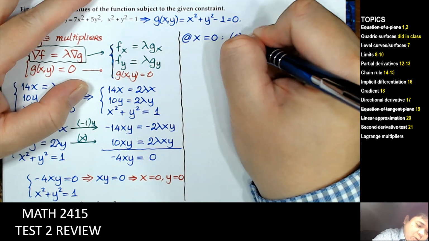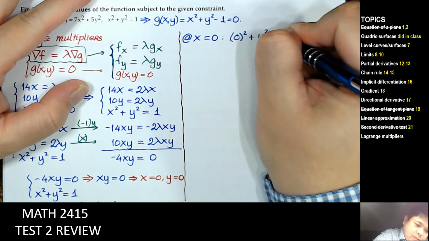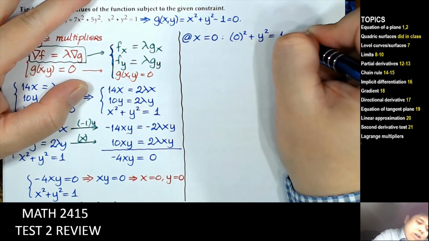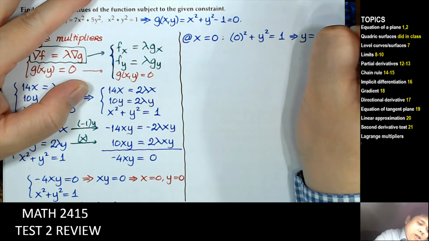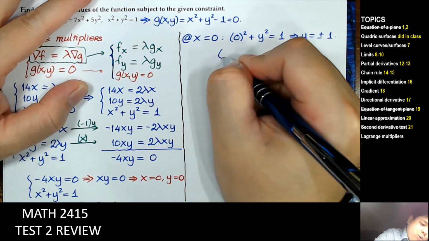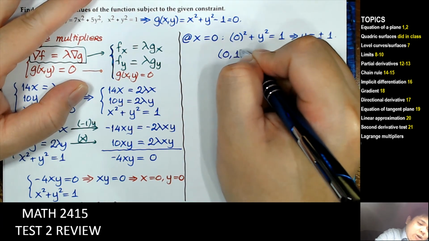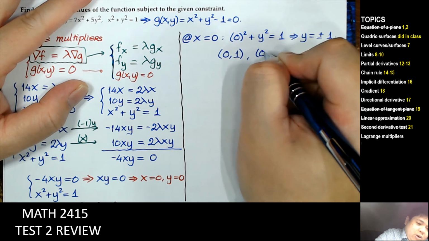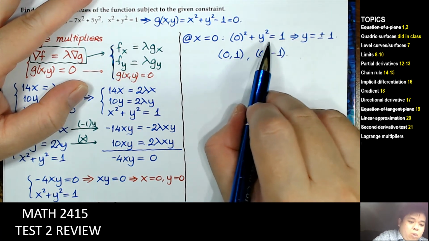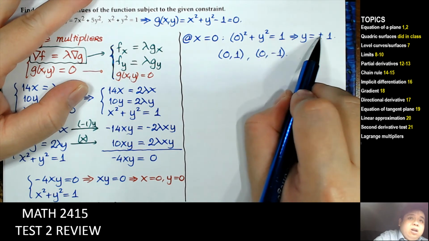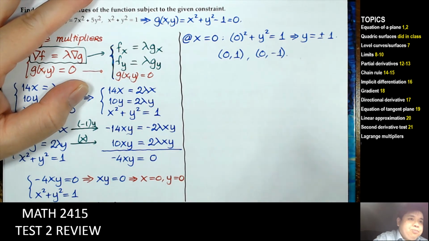If x is equal to 0, y squared is 1, so y is equal to plus or minus 1. So from here we have 2 points: x equal to 0, y equal to 1, and x equal to 0, y equal to negative 1. Notice, a square equal to a number, we take the square root on both sides. Don't forget the plus or minus.